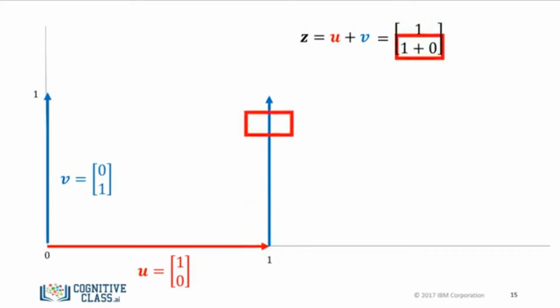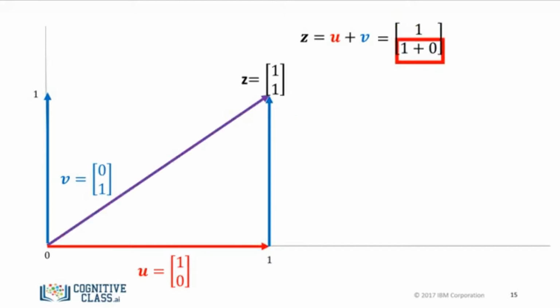It's helpful to use the tip-to-tail method when adding vectors, placing the tail of a vector v on the tip of vector u. The new vector z is constructed by connecting the base of the first vector u with the tail of the second v.